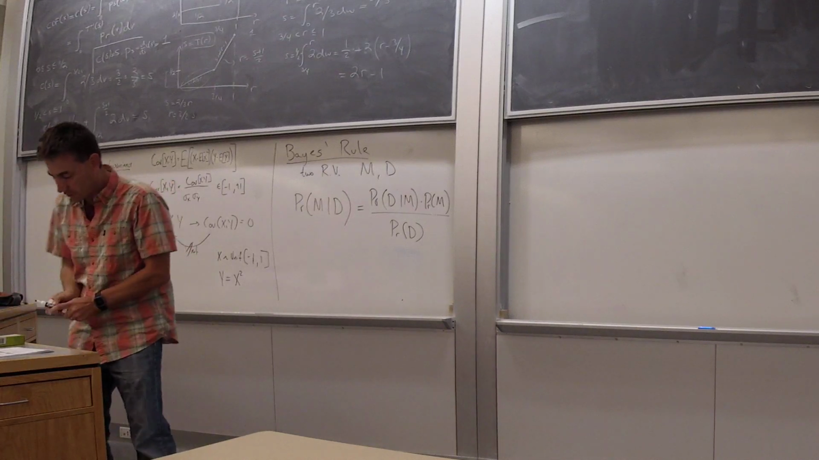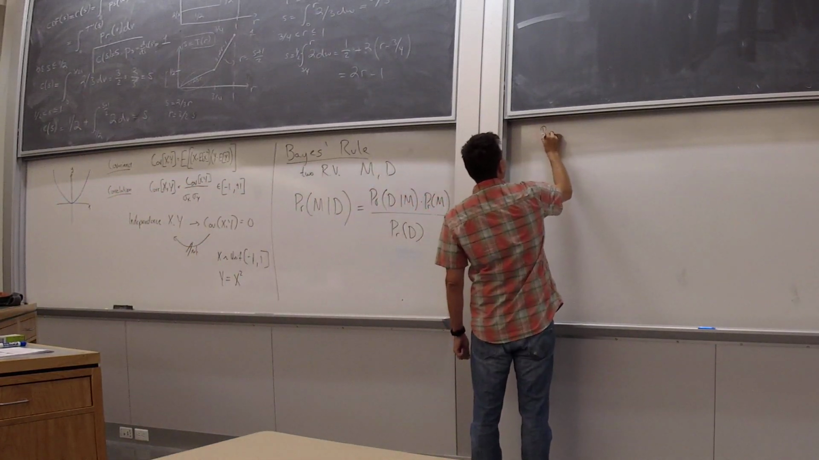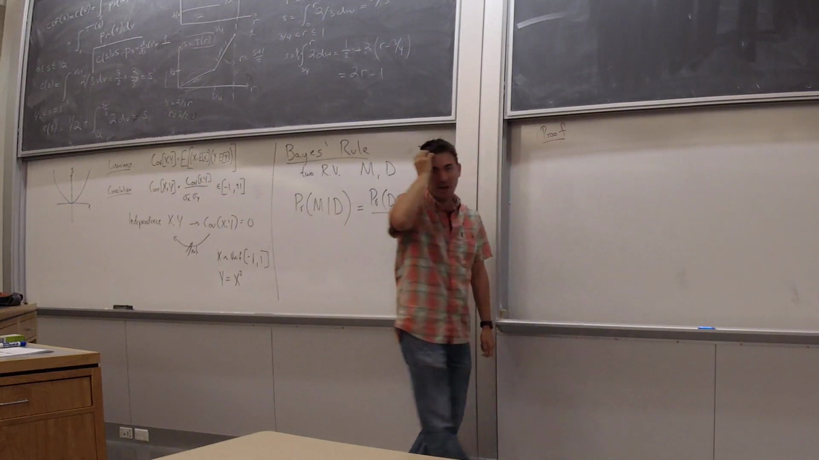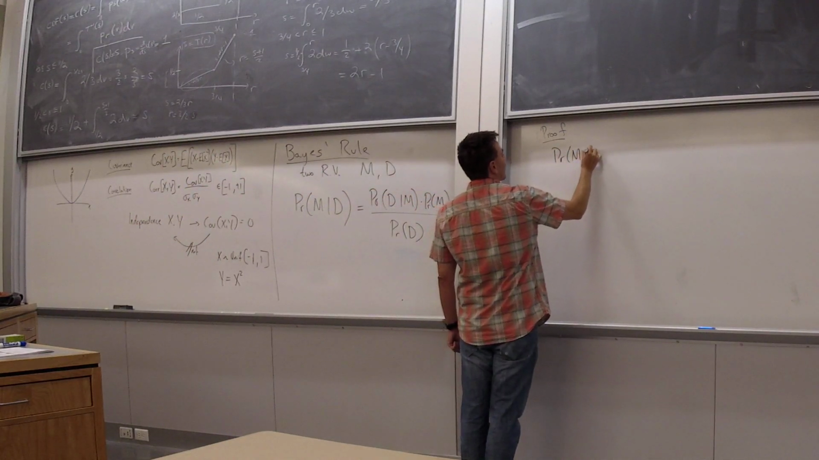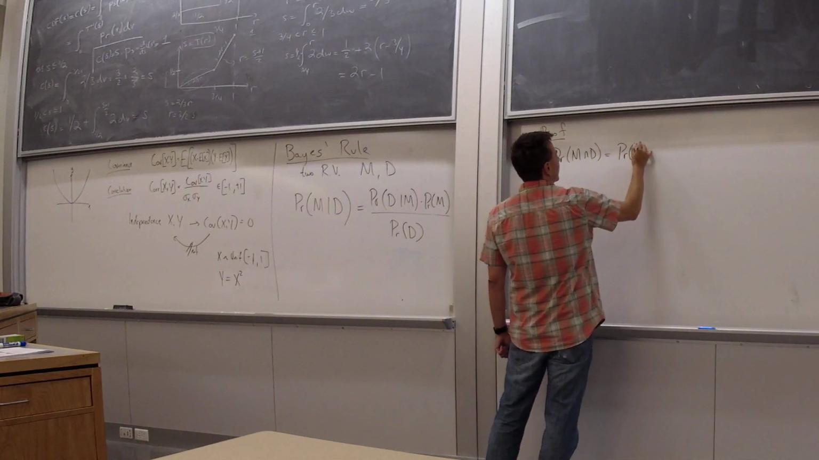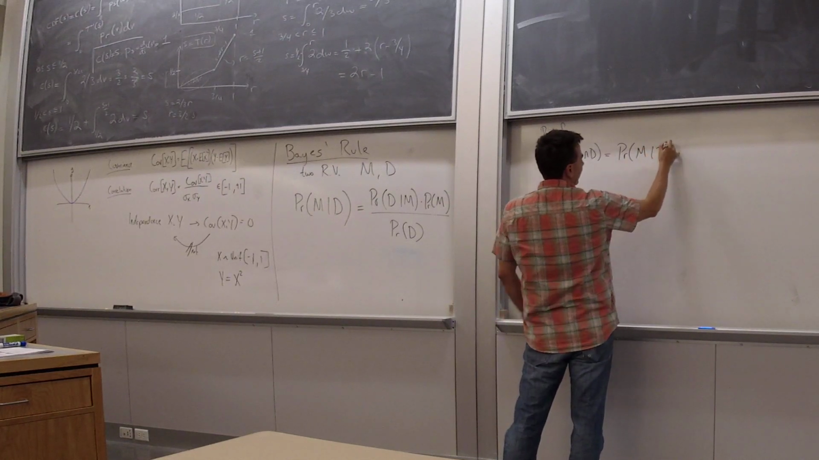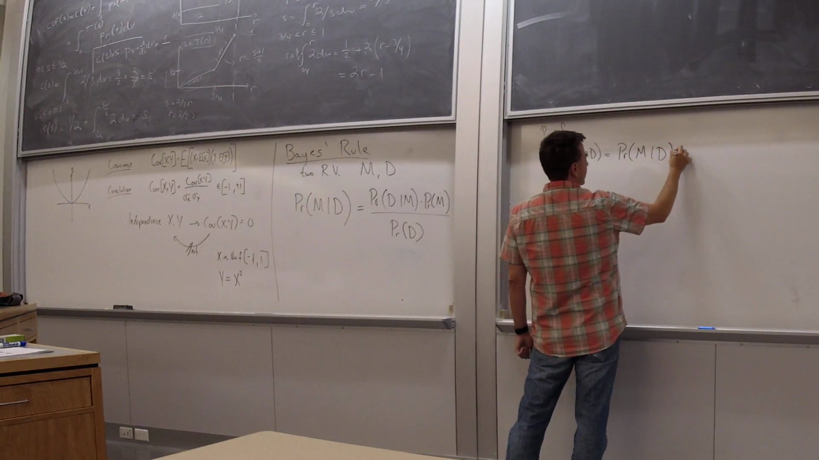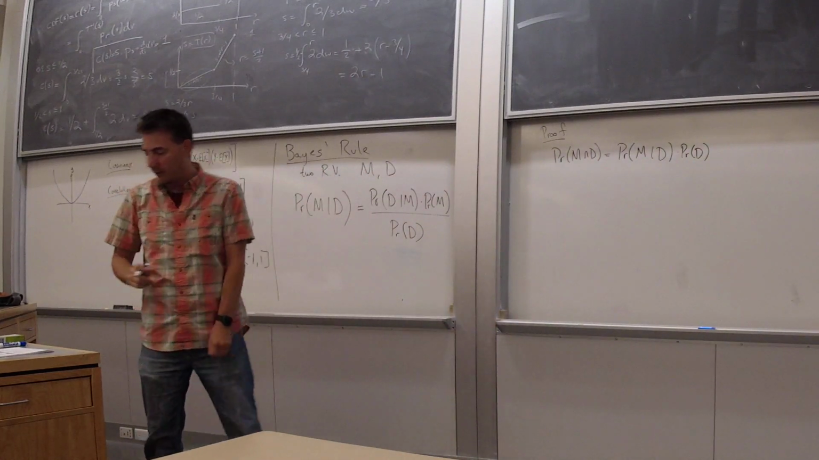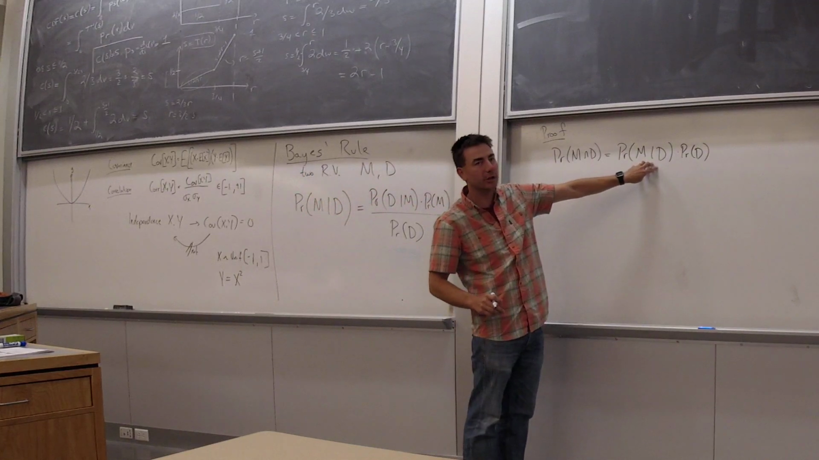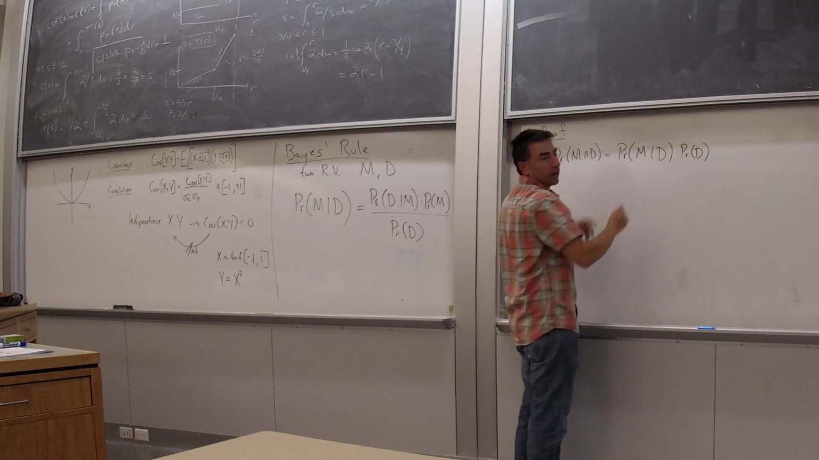Okay, good. So just for completeness, I just want to prove that it's true. You can derive that the probability of M intersect D is equal to the probability of M given D times the probability of D. This is from the definition of conditional probability, but instead of dividing by the probability of D, I've moved it over onto the right-hand side.